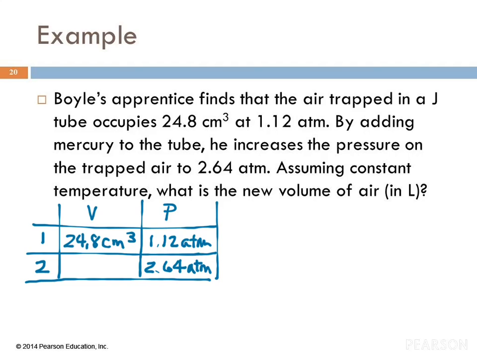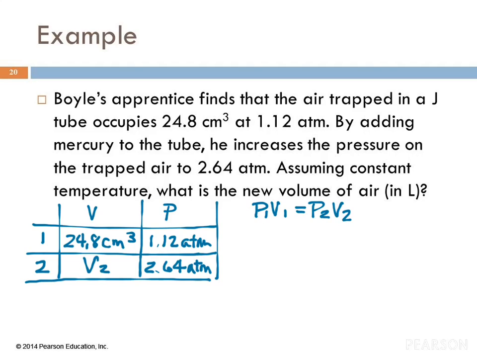And then the question is, what's the new volume? Well, let's call this V2. That is what we're trying to find. Now, it does say in liters. We're going to worry about that at the end. So we've got pressure and volume. We're going to use Boyle's law. P1 V1 equals P2 V2. We need to rearrange this equation and solve it so that we get V2 equals and all the other variables on the other side. Again, rearrange the equation first, then plug numbers in.